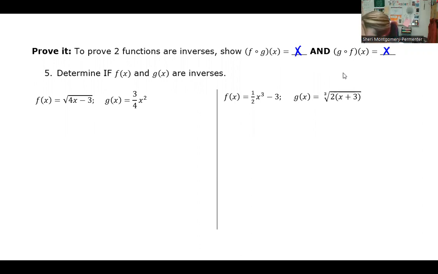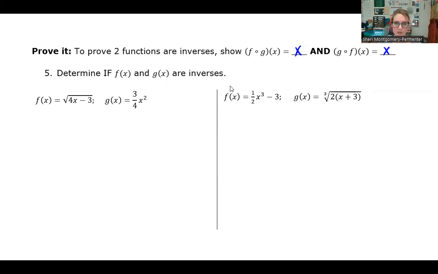This is a quiz question, and I ask you that. If two functions are inverses, which of the following is true? And it's a multiple choice question. There's 4 answers. The answer choice that's correct is showing that f of g of x is equal to x and g of f of x is equal to x. That's a tongue twister. So let's do that.